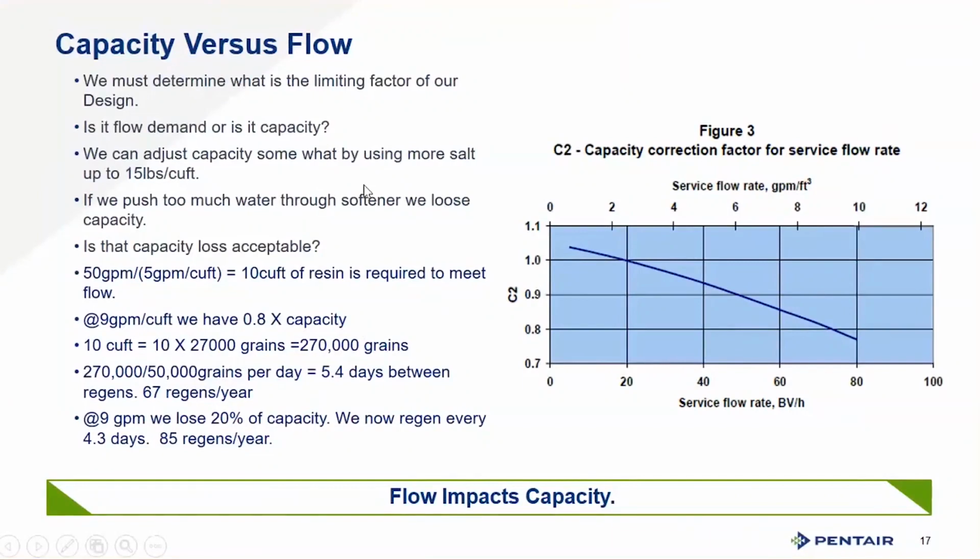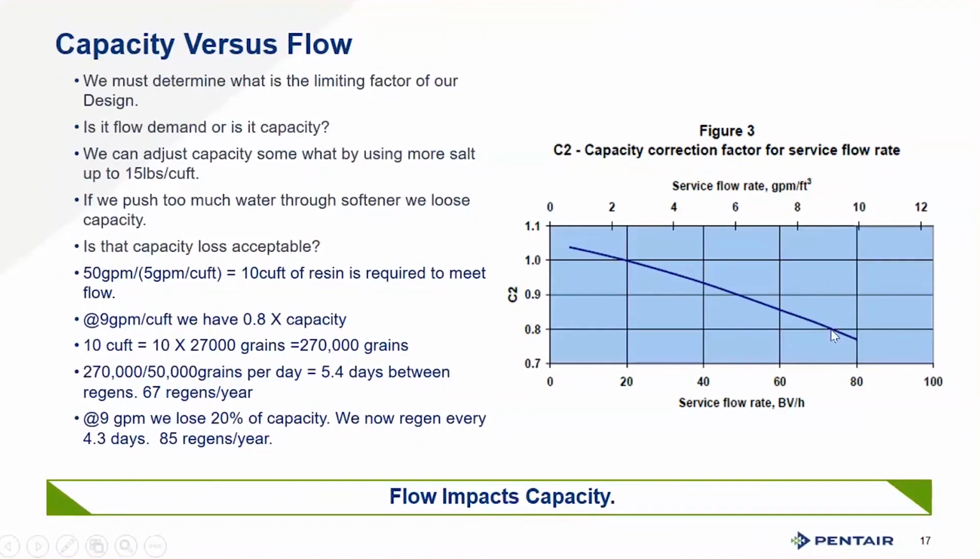from a salt sense. If we push too much water through the softener, we lose capacity. Is that capacity loss acceptable? In the residential market, we determine that pretty much is. In a commercial market, that may not be acceptable. So at 5 GPM, that's 10 cubic feet of resin. At 9 GPM, we have 80% of our capacity.